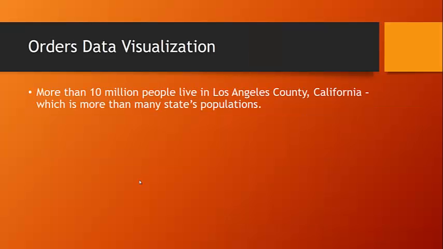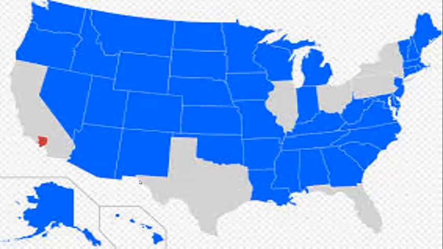Let's do another one. More than 10 million people live in Los Angeles County, California, which is more than many states' populations. Okay, 10 million is a lot of people. Los Angeles is a big city. I can visualize this somewhat. I can think of where Los Angeles is and the U.S. states. It's a little tough without a map in front of me, but I can do some type of visualization with this sentence.